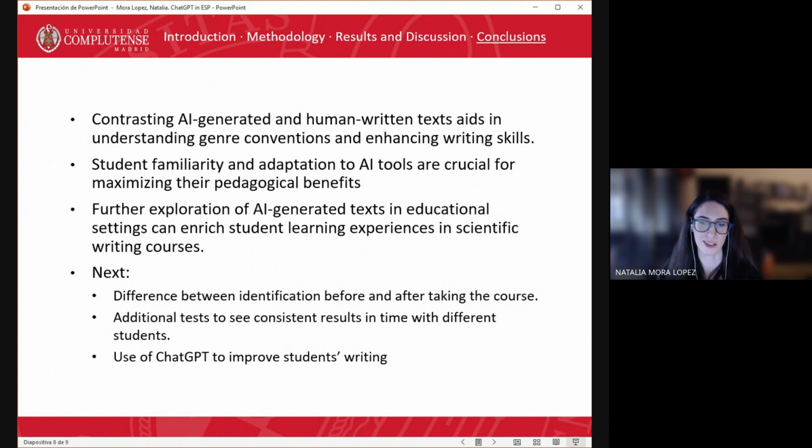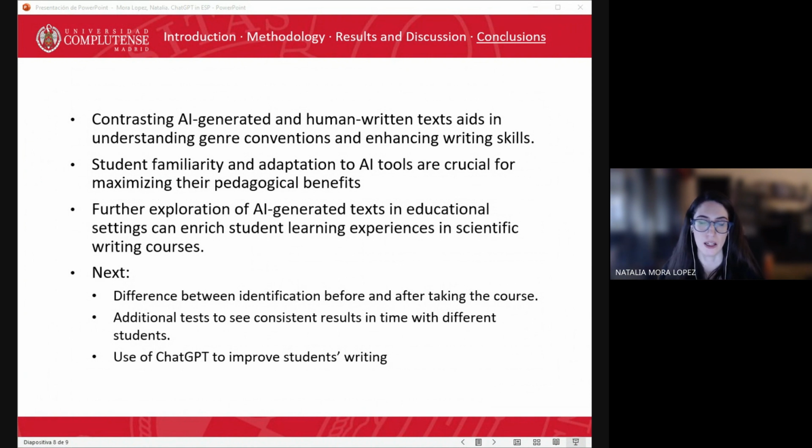Well, it will be very interesting to see the difference between the identification before and after taking the course, because in this case, this study was carried out at the very end of the course. So they had already been taught how to write abstracts and every single part in a paper. So it will be very interesting to see if they are more able to identify which one is written by a human before or after the course is taken. Also, additional tests can be used to see consistent results in time with different students and in different courses and in different degrees as well.